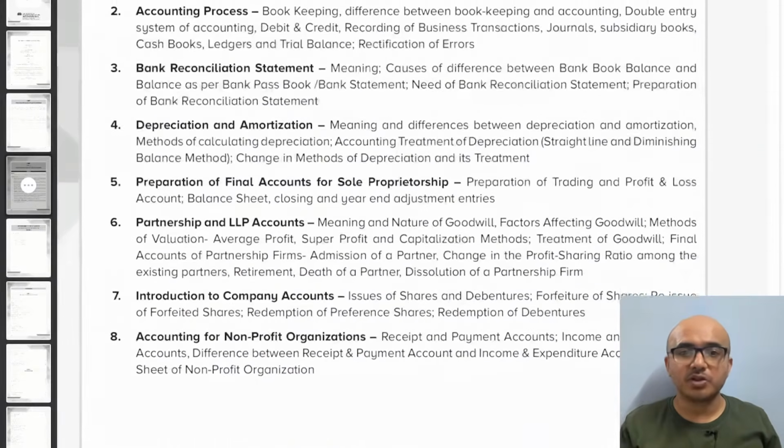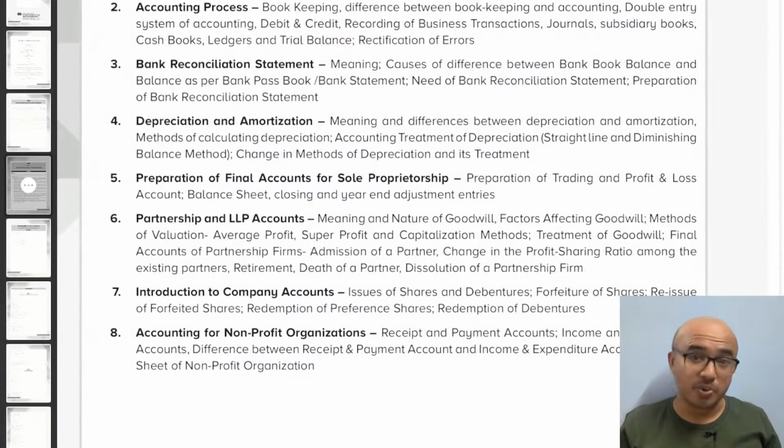Then we have preparation of final accounts for sole proprietary concern or sole proprietorship. This would be a major chapter, though here it's just one line, but it's a major chapter because this is in fact the culmination of accounting, where we start with identification, journal entry, ledger, trial balance, and finally we come to final accounts, that is preparation of trading and profit and loss account along with the balance sheet. So then we also have closing and year-end adjustment entries. That means it won't be a simple trading and profit and loss and balance sheet preparation.